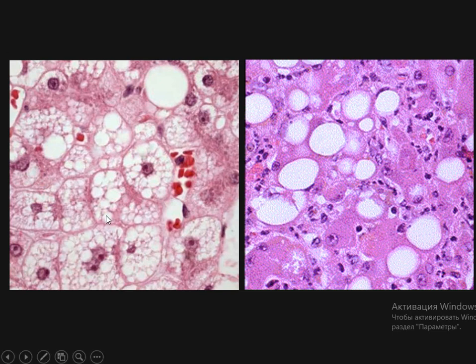So here, this is example of microvesicular steatosis when the hepatocytes are enlarged and contain a lot of small fatty vesicles, but the nucleus is located in the center of cell. Here in this slide we see that there are a lot of hepatocytes with large clear vacuole and with nucleus located in the periphery.